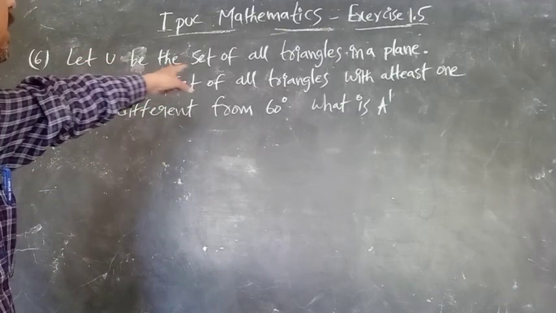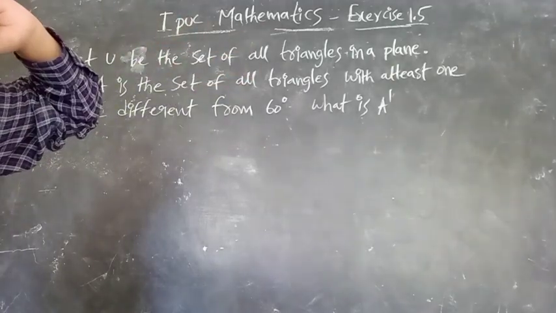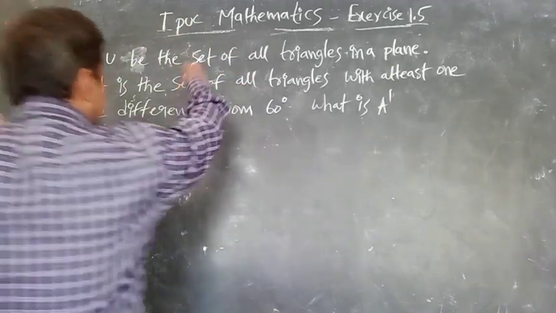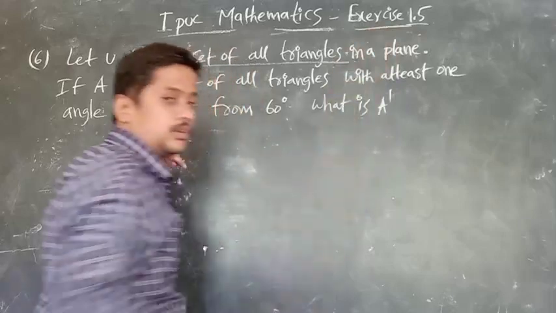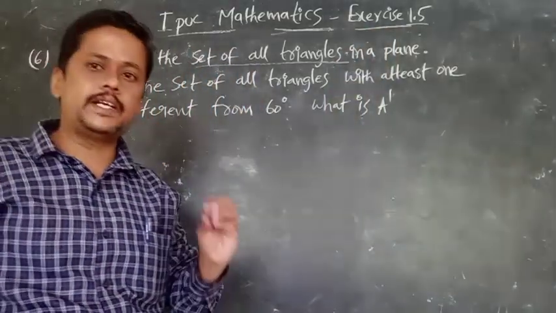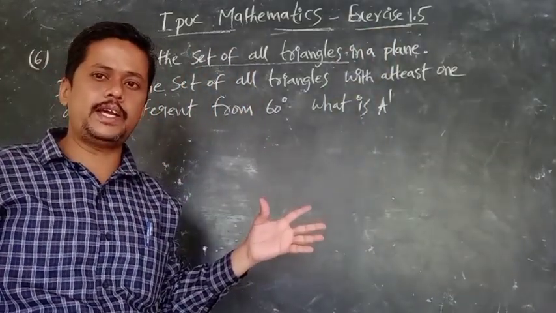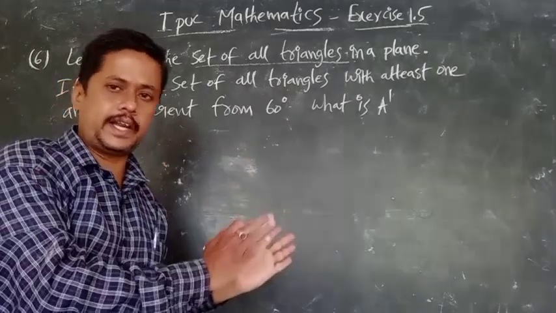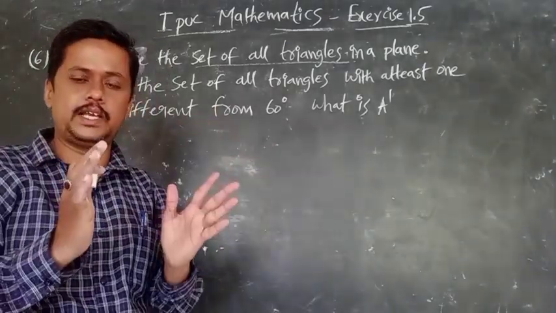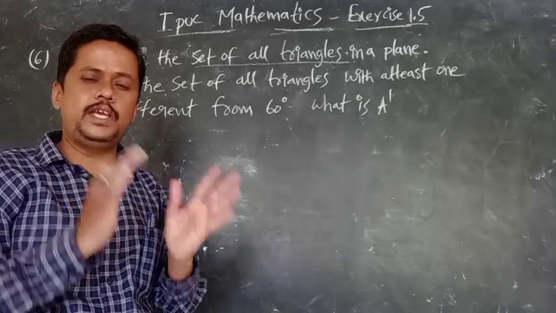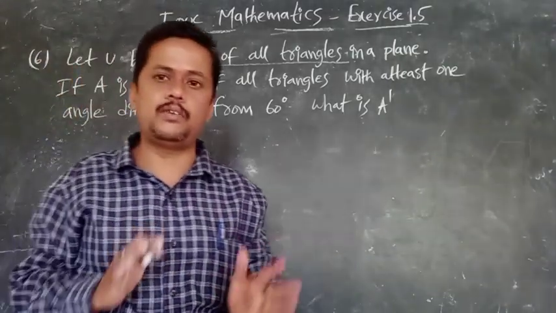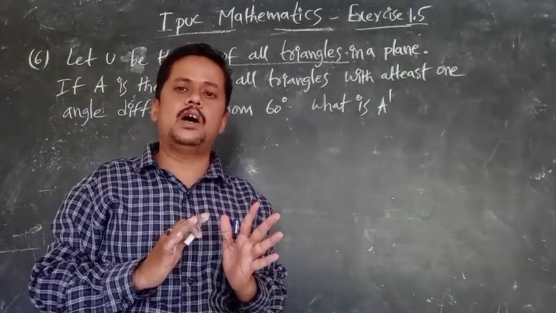Let U be the set of all triangles in a plane. Okay. What is U? Set of all triangles. Set of all triangles means what? Set of equilateral triangles, set of scalene triangles. Set of equilateral triangle means what? Equilateral triangle means all sides are equal.